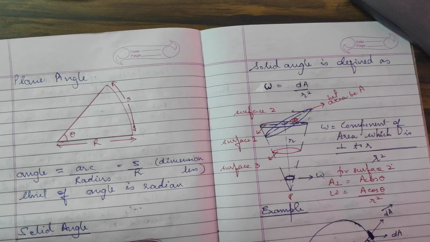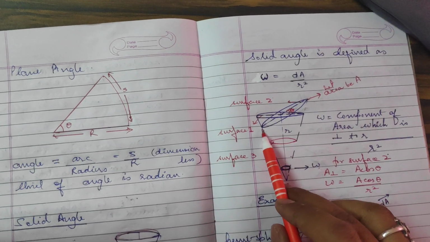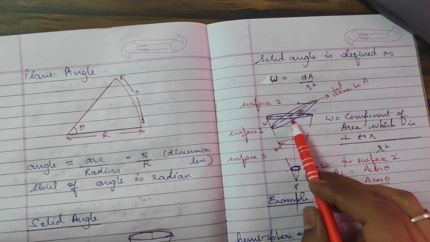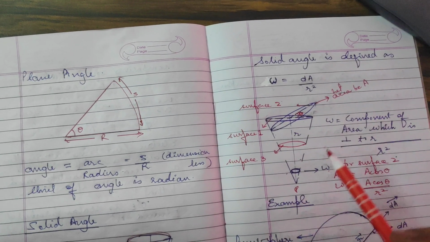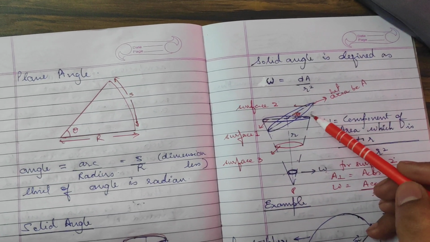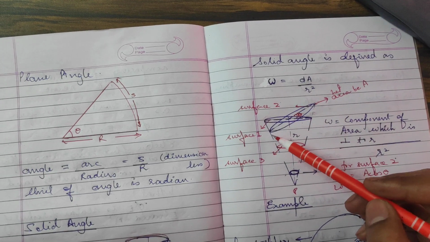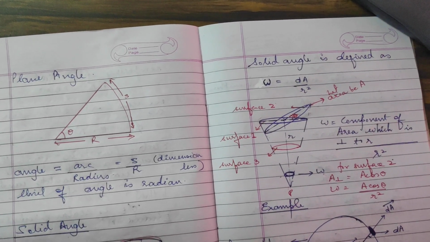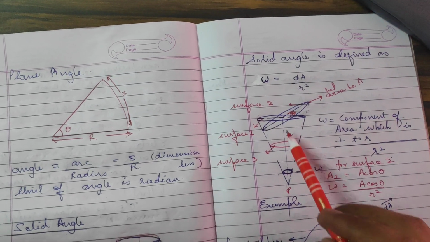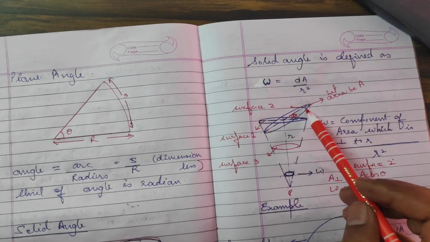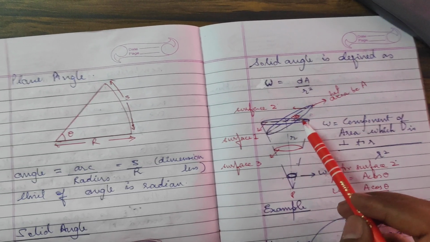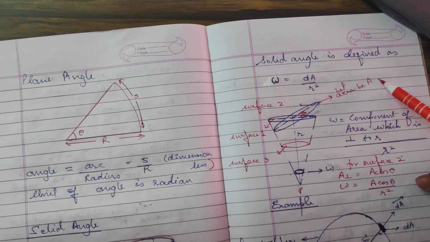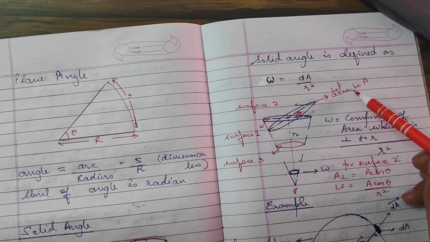and for surface 1 the value of R is the same for each point on the surface, but for surface 2 the value of R for each point is different. Here the R is small, here the R is greater. So what we will do is, we will find a component of this surface 2 with respect to the horizontal surface. So if we find a component, let's take the area of surface 2 to be A.